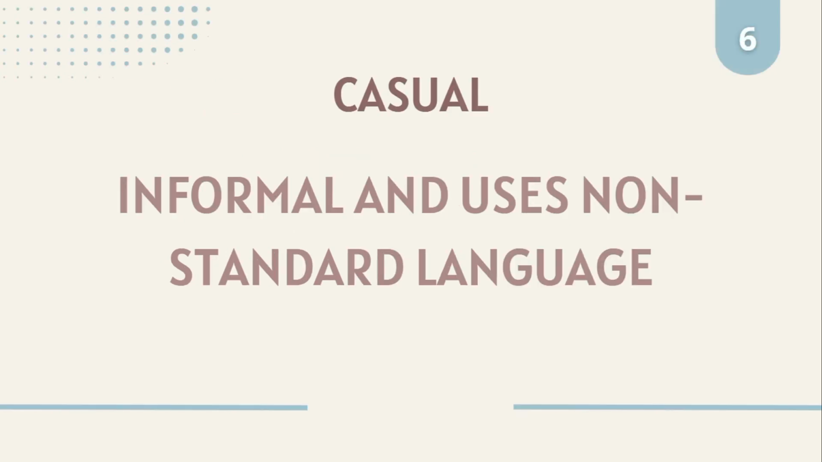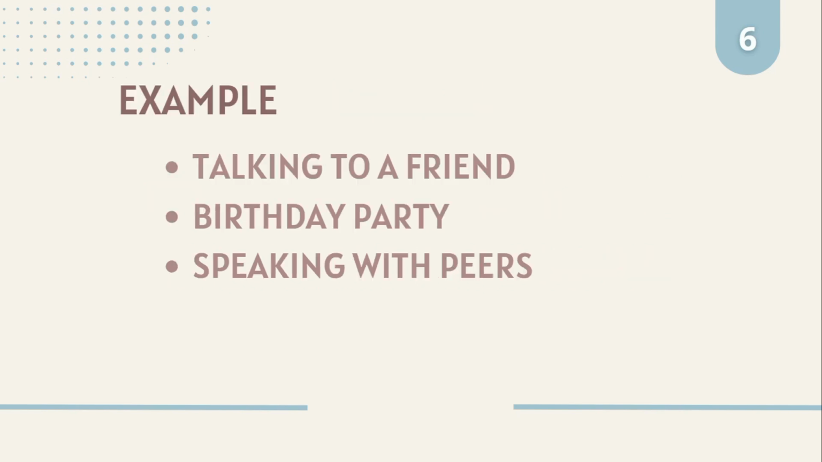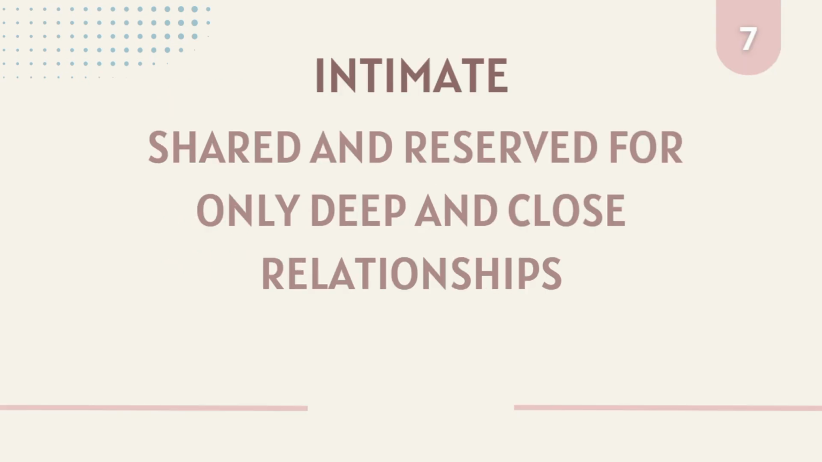Fourth is the casual register. This register is informal and uses non-standard language. It is often used in speaking with closely bonded people and in informal settings. Slang and contractions are very common, and grammatical rules are not usually observed. Talking to a friend, birthday party, and speaking with peers are some examples of casual registers.